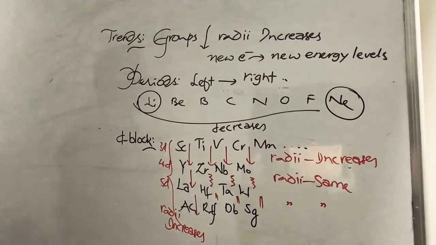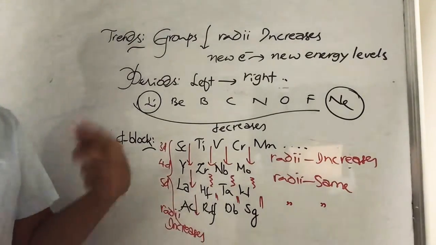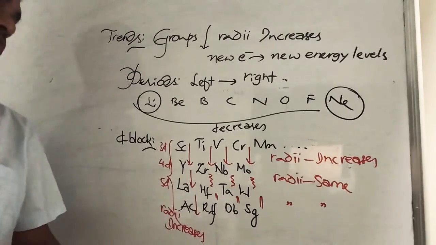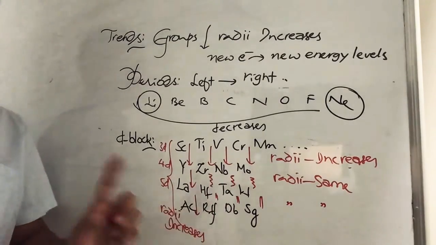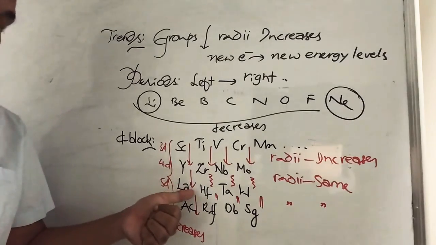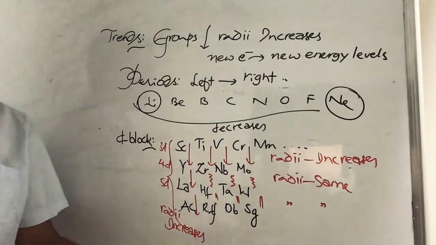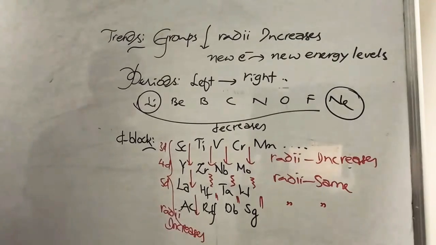So 3D to 4D radius increases, absolutely clear. 4D to 5D radius same, 5D to 6D also radius same. Maybe small exceptions you can notice, but the reason you need to say, after lanthanum we have lanthanides, after actinium we have actinides, because of the lanthanide contraction and because of the actinide contraction, that problem comes.